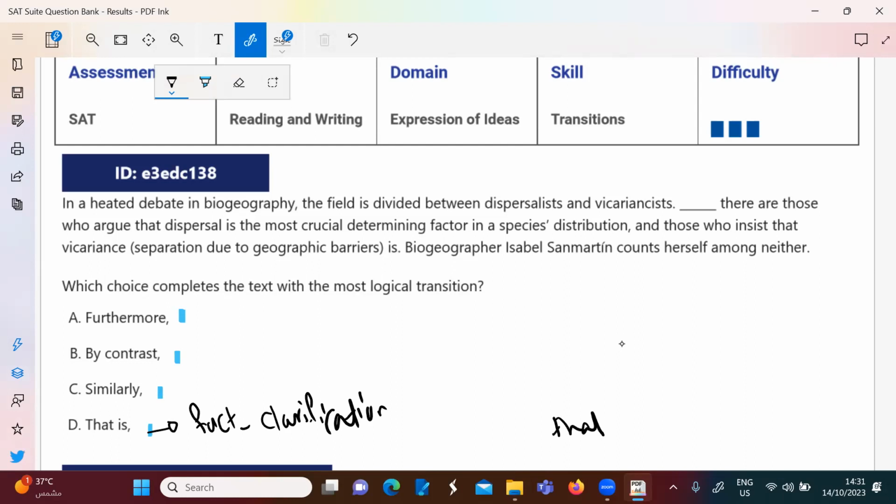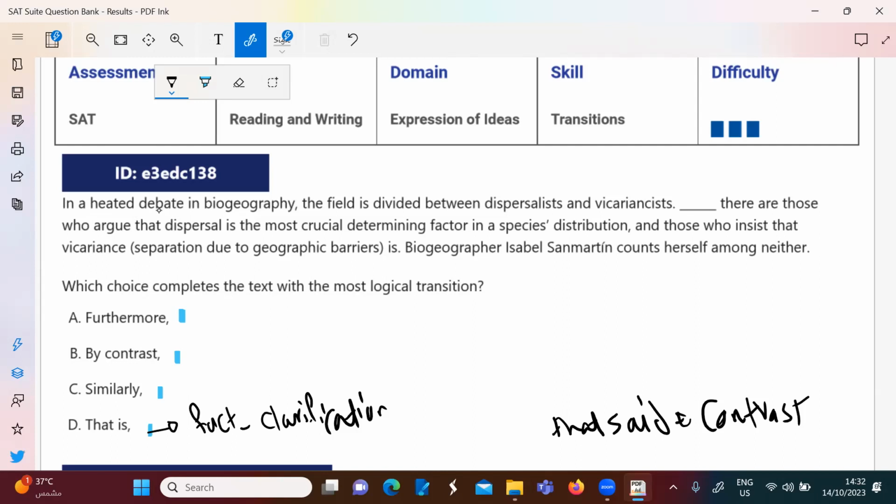That said may be used for showing contrast, because some students believe that they are the same. That is for stating facts, for clarifying, for summing up, for emphasizing a point. And that said is for a contrast relationship. Let's start with the first question.